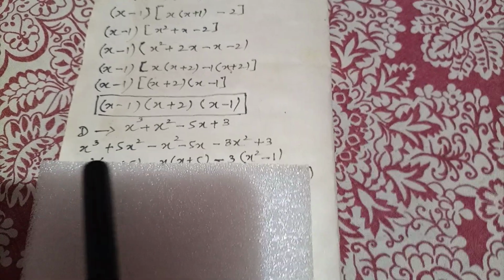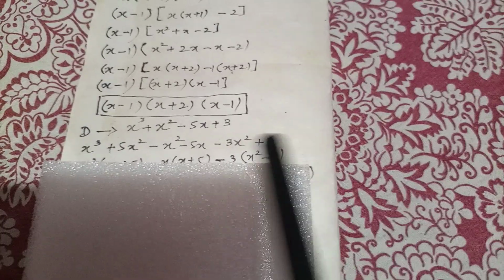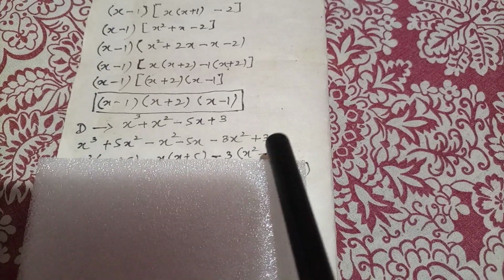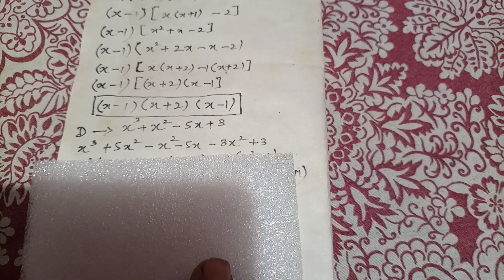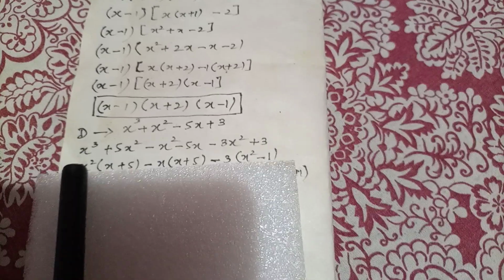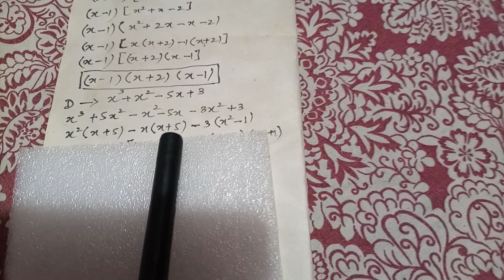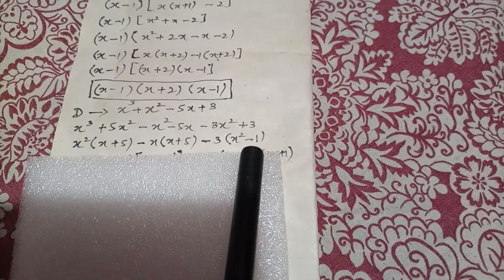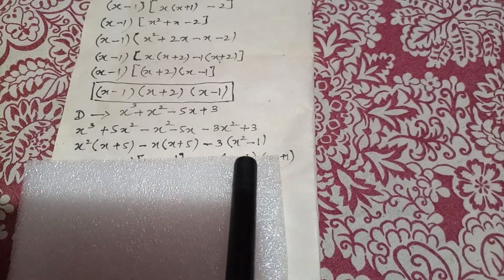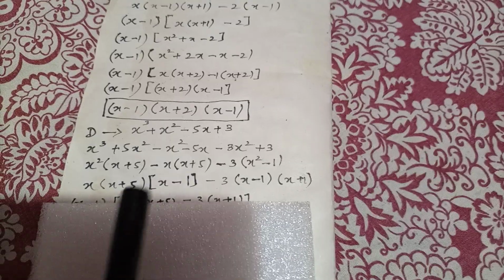Why did I do this? Because I want to make six terms over there, so that I can take common turn by turn from these given values, right? You can see why I'm doing this in the next step. From here I have taken x square as common, so x plus 1 is remaining. From here, minus x is taken common, x plus 5 is coming, and from here, minus 3 is taken common, and x square minus 1 is remaining. Now you can see, as we did in the previous part, this x square minus 1 can further be factorized as x minus 1 into x plus 1, right?